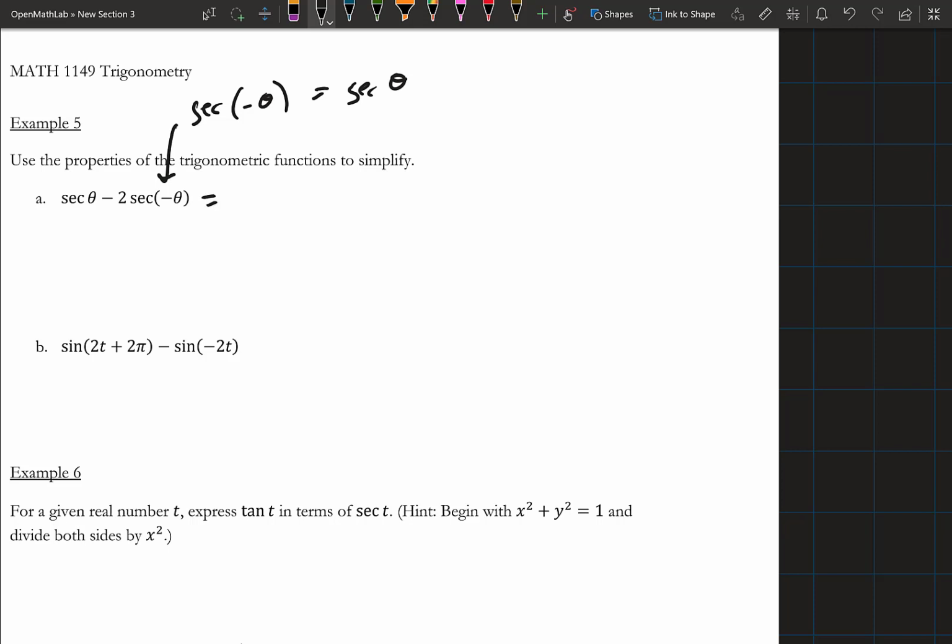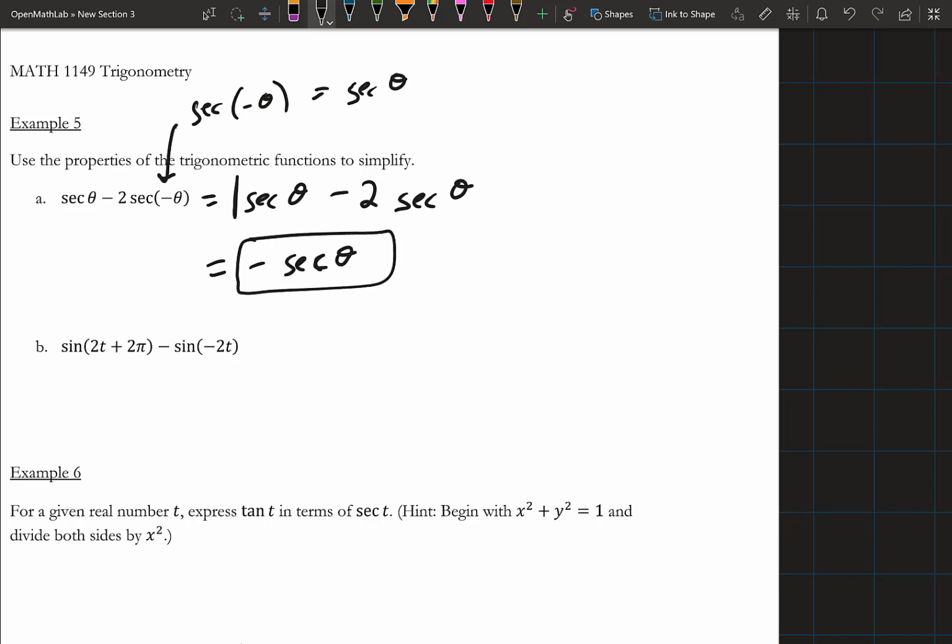So this would be equal to secant theta minus 2 times secant theta. Now that I have like terms, I can just simplify, because this is like 1 secant theta. So 1 secant theta minus 2 secant theta would just be negative 1 secant theta. So we're able to simplify that.